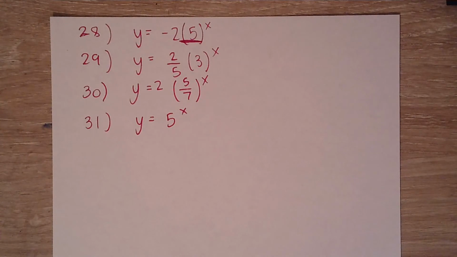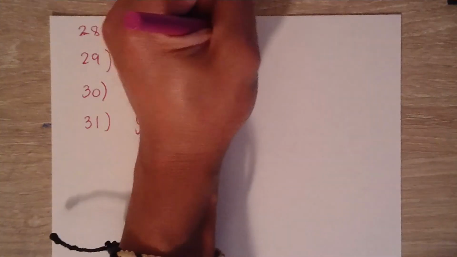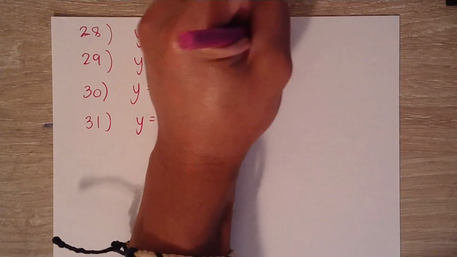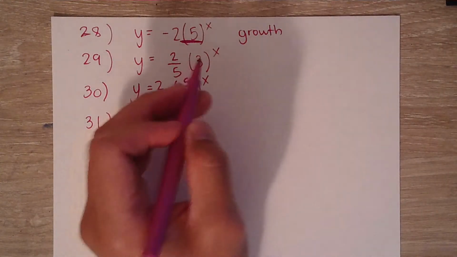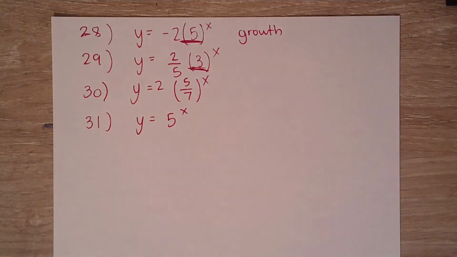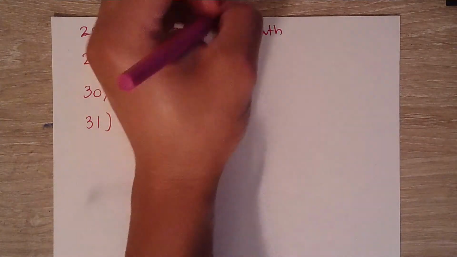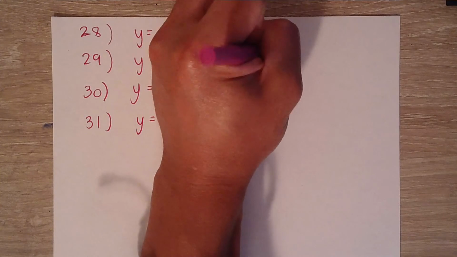Since our base is 5, you can think of it like this: 5 multiplied by 5 multiplied by 5, and so forth. If we keep on multiplying 5, it's of course going to keep growing. So this one would be growth. All right, 29. Once again, looking at just our base. Our base is 3. 3 times 3 times 3 times 3 times 3, and so forth. That's, of course, going to keep growing. That should be growth.